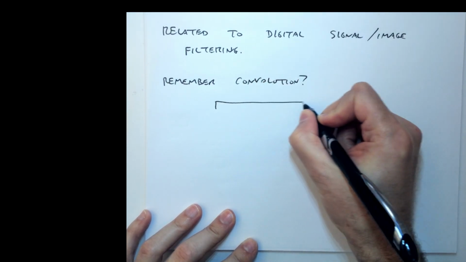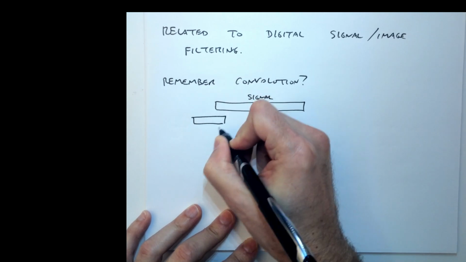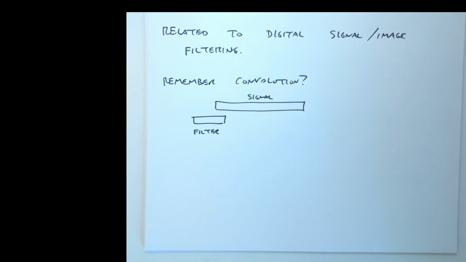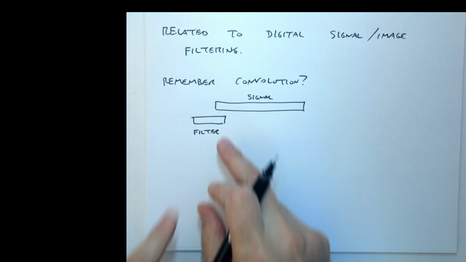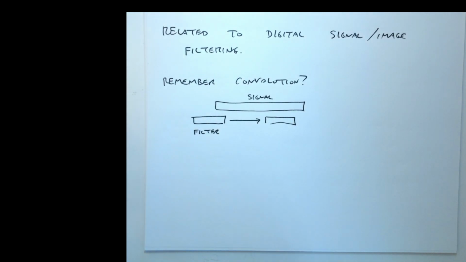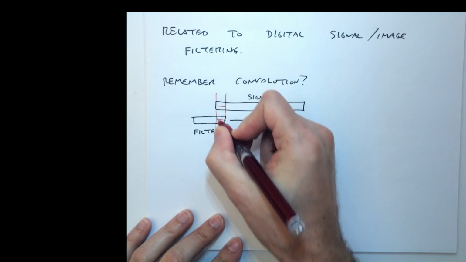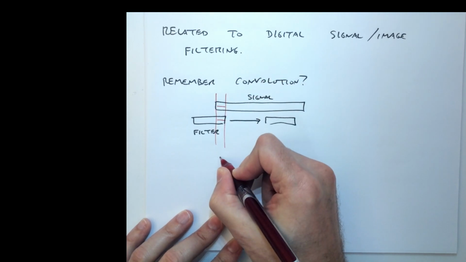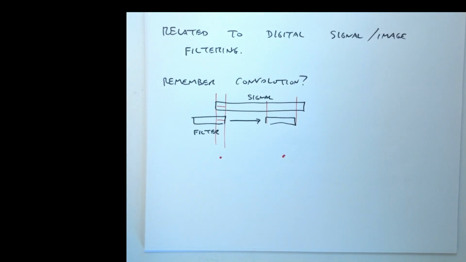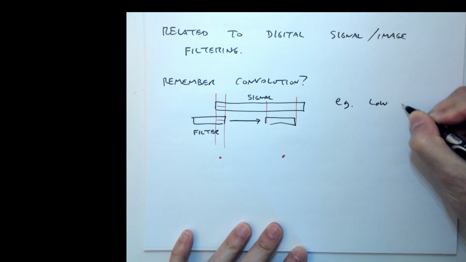But the idea was that you had a signal, and you had what was called a filter, which was normally a little set of numbers that was shorter than your whole signal, and you would take this filter and run it across the signal, and at each point, to produce an output, you look at which of these things overlap. You multiply corresponding numbers and sum them up, and you get some new value here. And so, for example, if I wanted to do signal smoothing, what I might do is use what's called a low-pass filter.